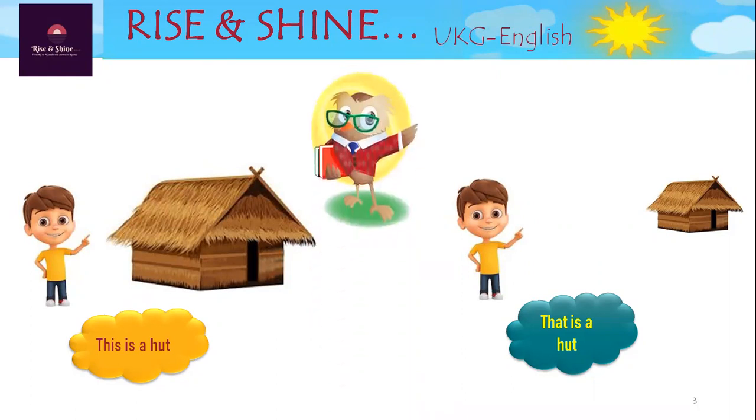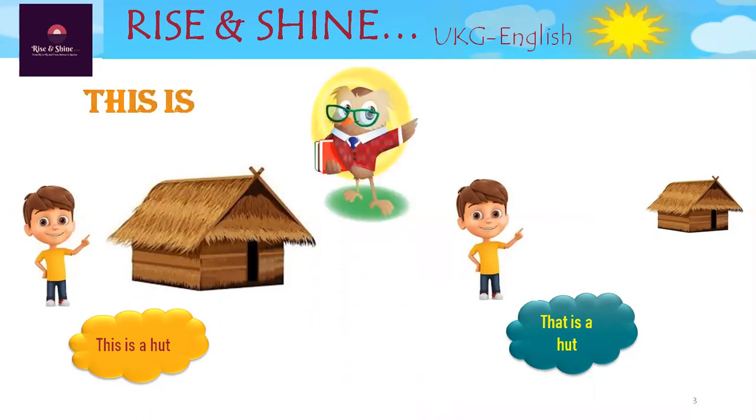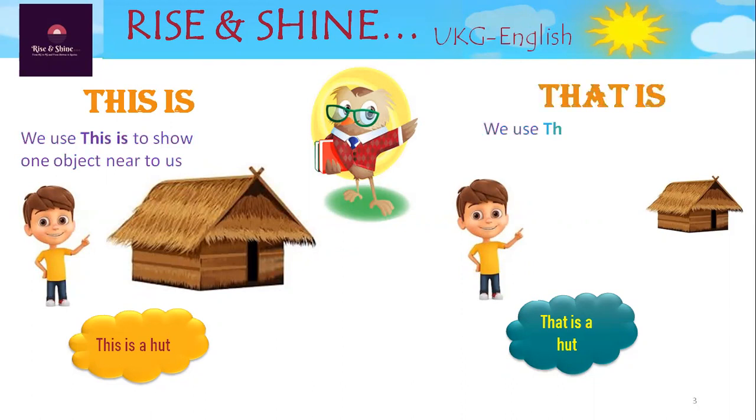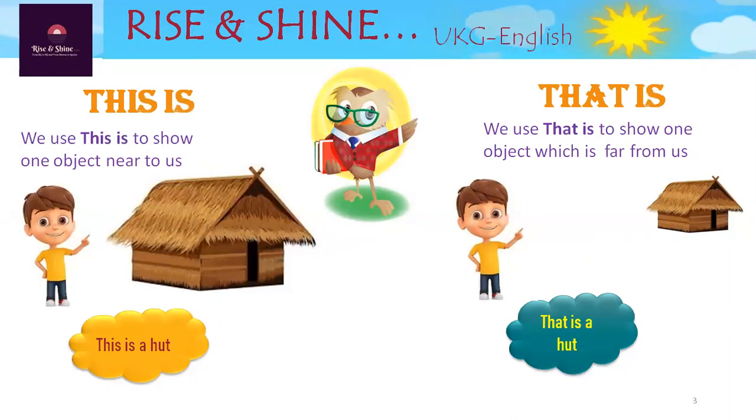So what do we learn now? We use this to show the object which is near to us. And about that is, we use that is to show one object which is far from us. This is for near and that is for far. Anything which is near to you, you use this is. And when anything is far from you, use that is. Okay.